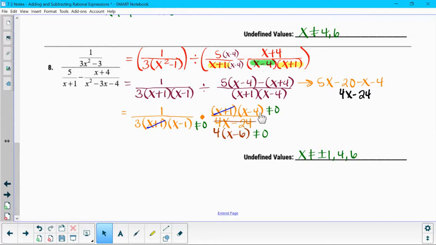I end up with only having an x minus 4 in my numerator. And then I have 3 times 4, which is going to make my 12. And then I'm left with an x minus 1 and an x minus 6. So my final answer ends up being x minus 4 over 12 times x minus 1, x minus 6.